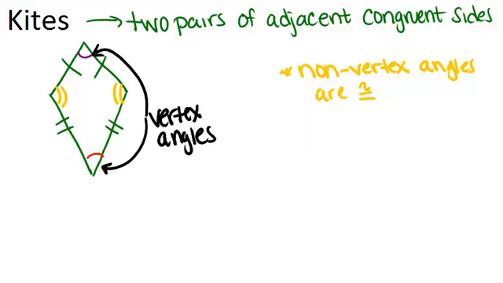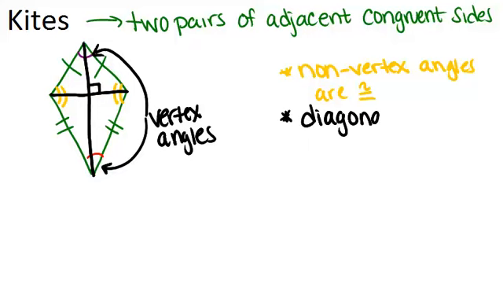Another property has to do with diagonals. So if we draw in the diagonals, one thing we should notice just by looking at it is that those diagonals are perpendicular. So that means that they meet at a right angle. So the diagonals are perpendicular is another important property. Remember that the symbol for perpendicular is the upside down T.